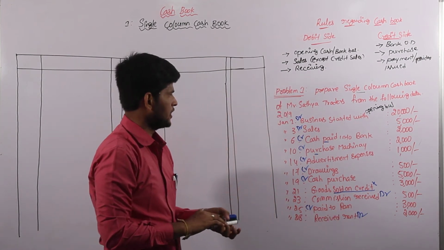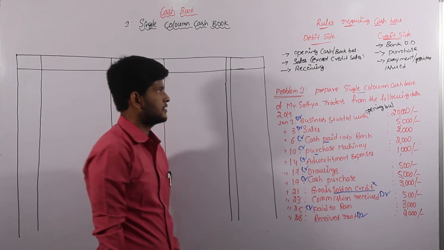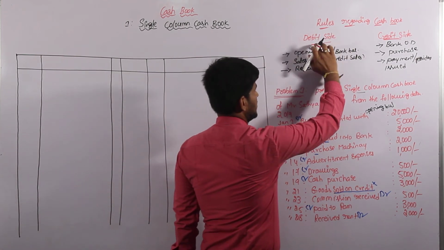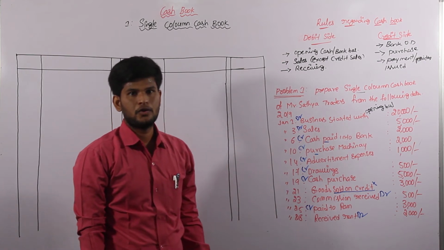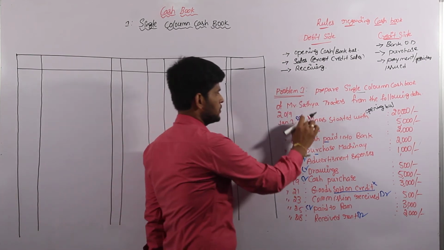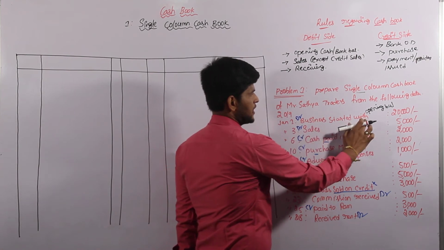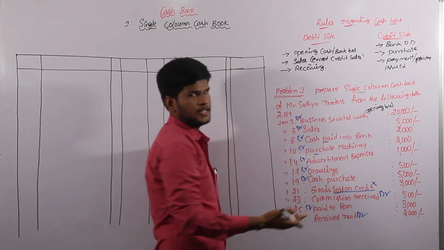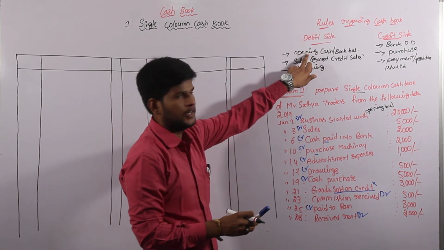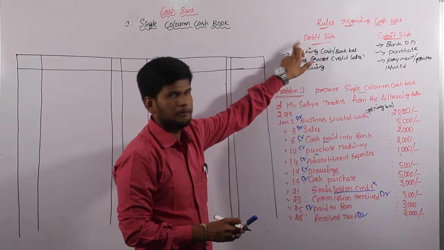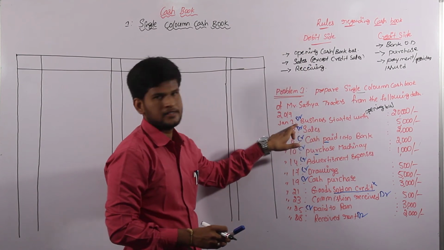Once again I am repeating the transactions, how we have to consider. According to the base of debit and credit rules, we have to consider which go to the debit side and which go to the credit side. So according to the problem, business started with 20,000. Started is nothing but the opening value. According to the debit side first condition, opening values are always on the debit side. So that's the reason I am debiting this transaction.